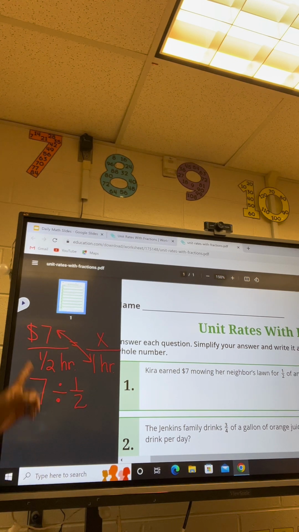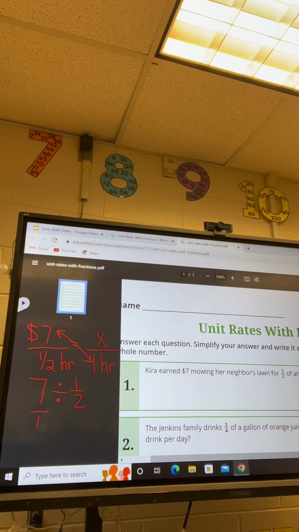3.5. Well, hold on. Let's work through this. Keep, change, flip. Well, we got to keep, change, flip, but we got a whole number and a fraction. Let's put 1 under that, under the 7. So now we have 7/1 divided by 1/2. Can we divide fractions? No.